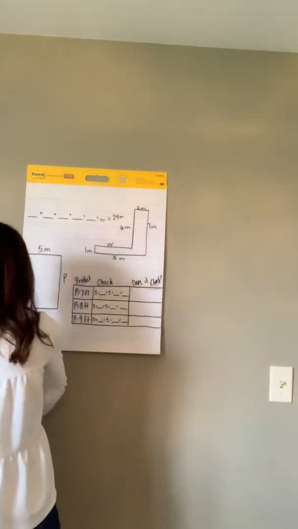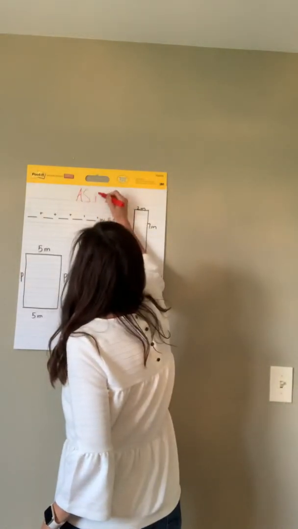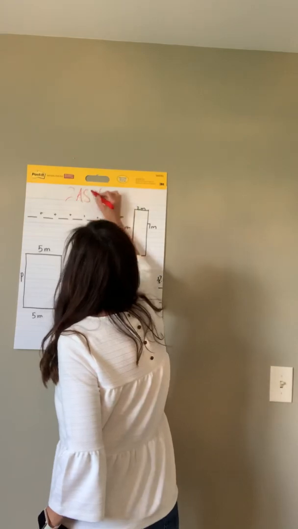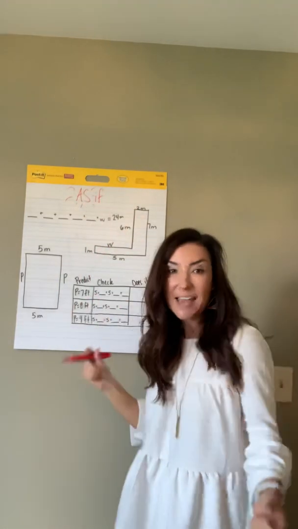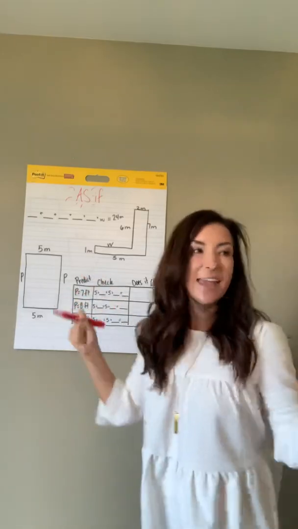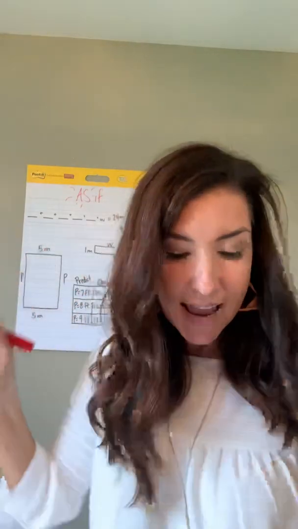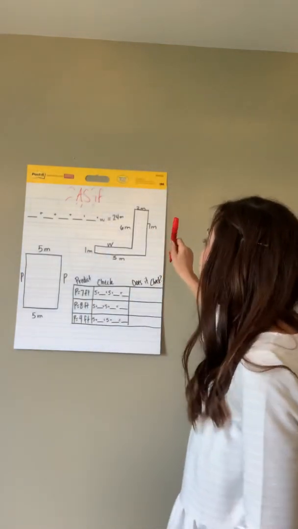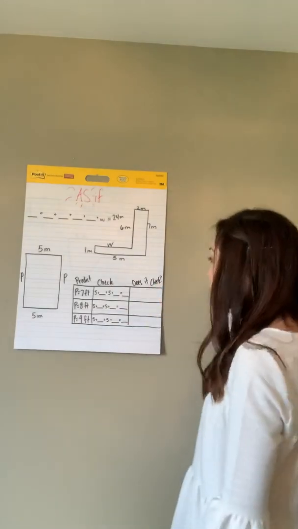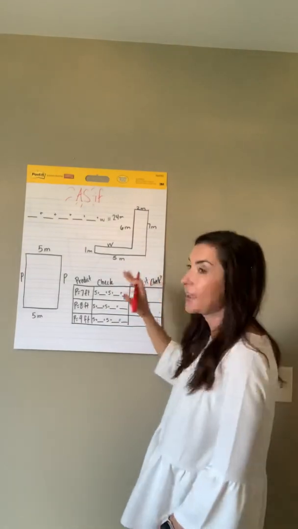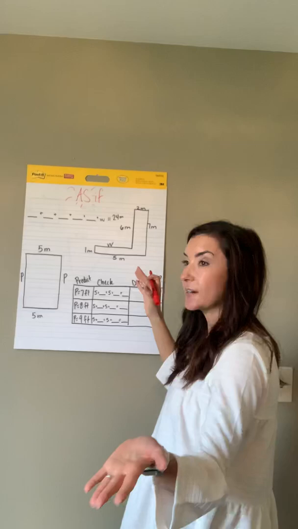All right, let's move on to the next one. What's our phrase? As if. And what do we mean by this? That's right. Add, subtract. Add, subtract. All right, so the perimeter of this figure is 24 meters. So watch what we do. We simply add them all up and subtract them all out.